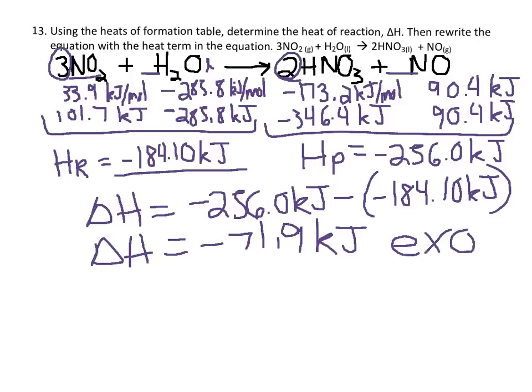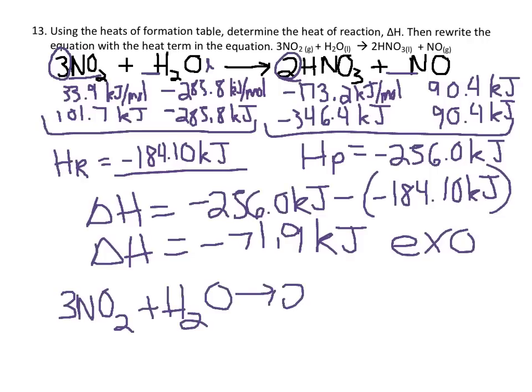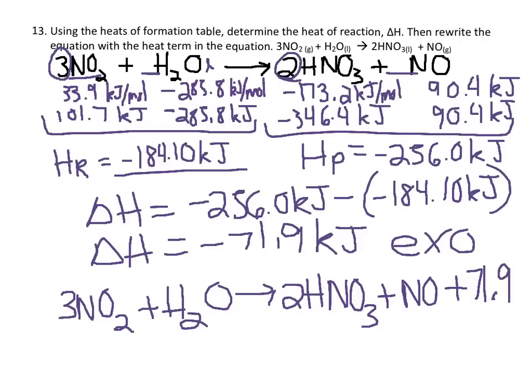And finally, the very last thing is write the heat term in the equation. So since this is negative, we're going to enter it into the right side of the equation. So you write your reactants, and then your products, and then you simply add in this number at the very end, add it in positive 71.9 kilojoules, and you're done.